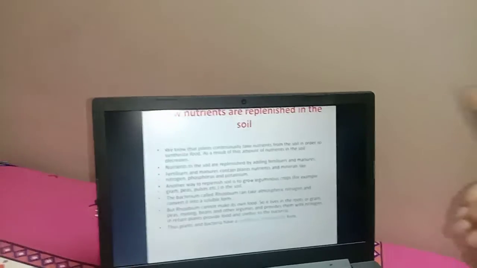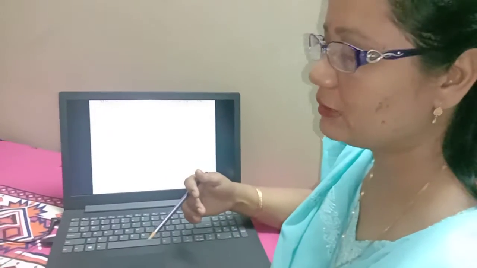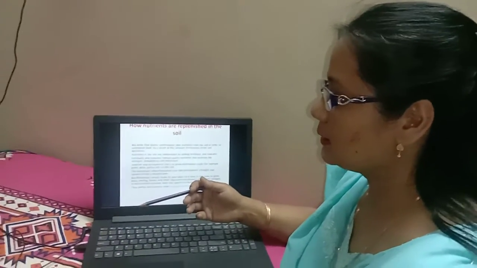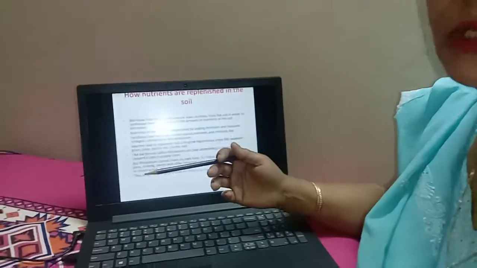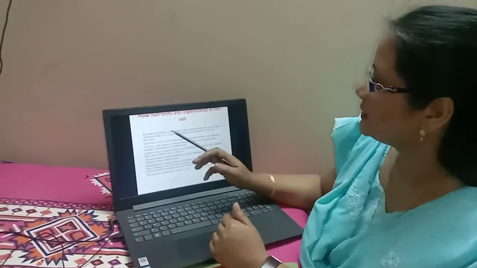How are nutrients replenished in the soil? Now the problem is that every time plants are getting the nutrients from the soil, minerals are taken along with the water. So how is it replenished? Again, the nutrients, so that another batch of plants can take them, or the same plant the next time. So let us see.